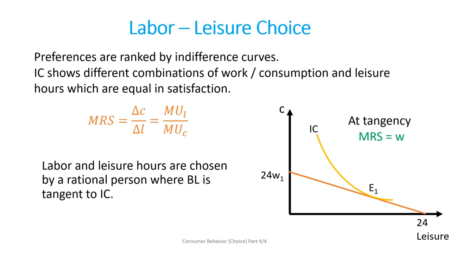In this diagram, this happens at point E. Therefore, the number of hours from origin up till point E1 are leisure hours and remaining hours are working hours. We also know that at tangency, the slope of both curves should be equal. We know that the slope of indifference curve is marginal rate of substitution and the slope of budget line is real wage rate. Therefore, these two must be equal.